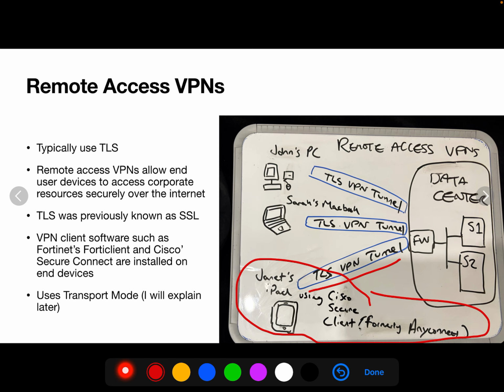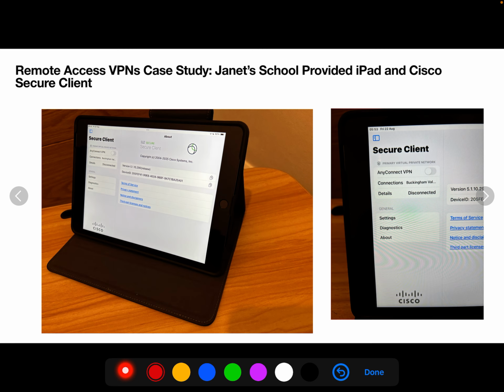We need to have client software installed, for example Secure Client. Sorry, it's not Secure Connect, it's Secure Client, and that's used in this case. But different vendors have their own software. Fortinet, for example, have FortiClient. Now, it uses transport mode, which I'm going to explain.